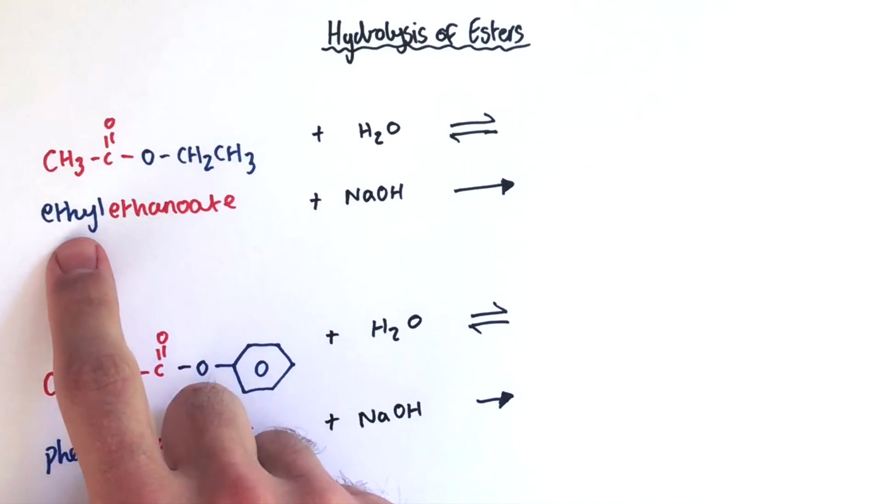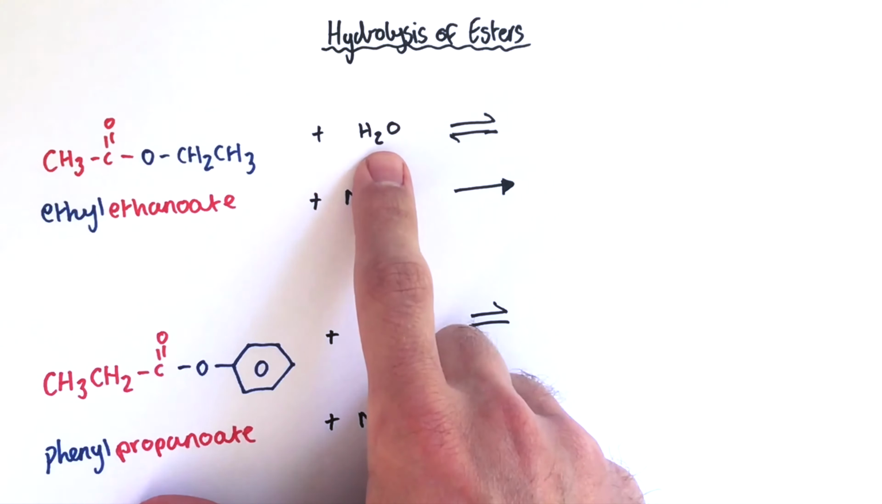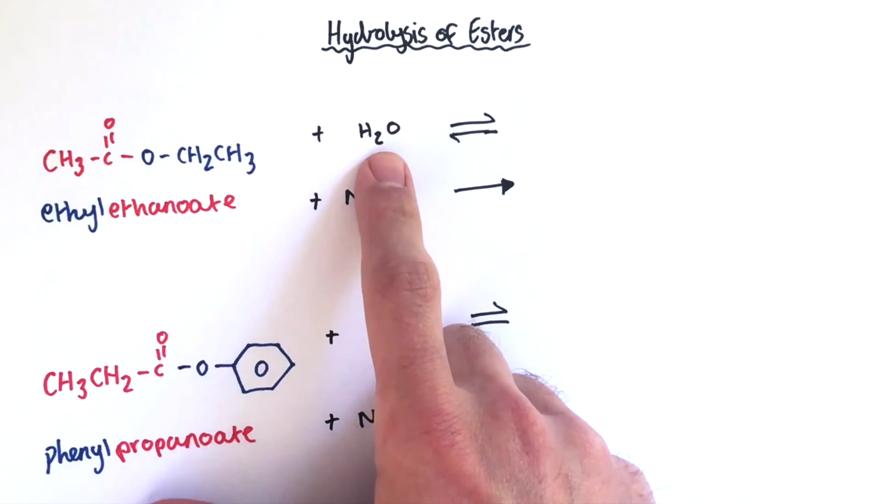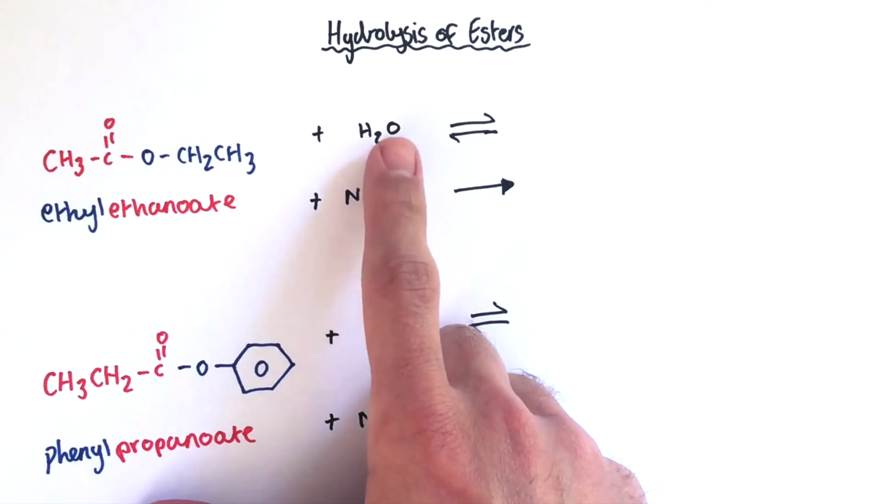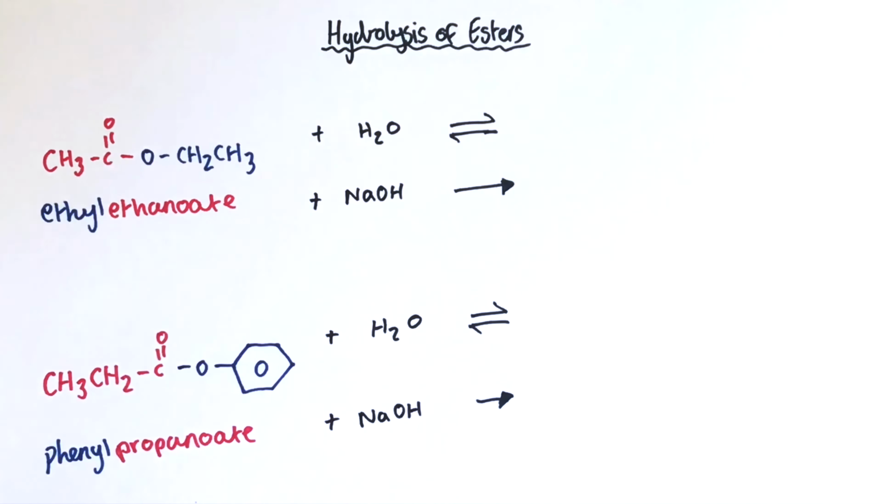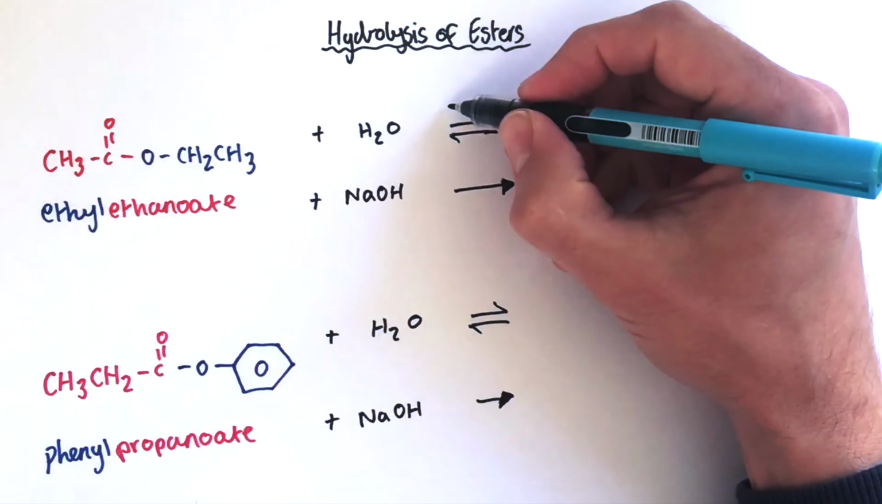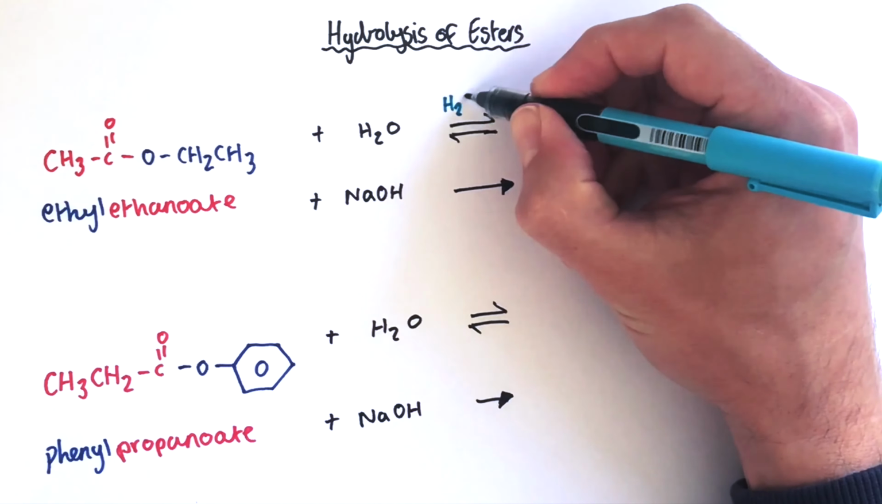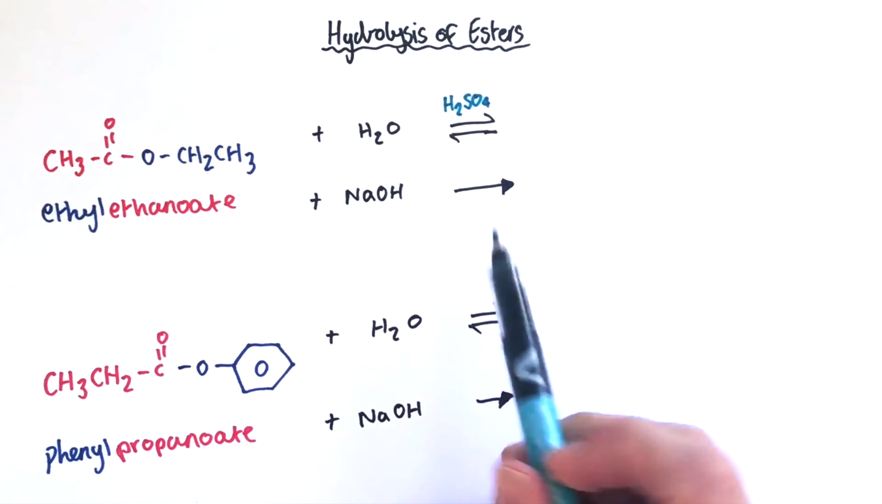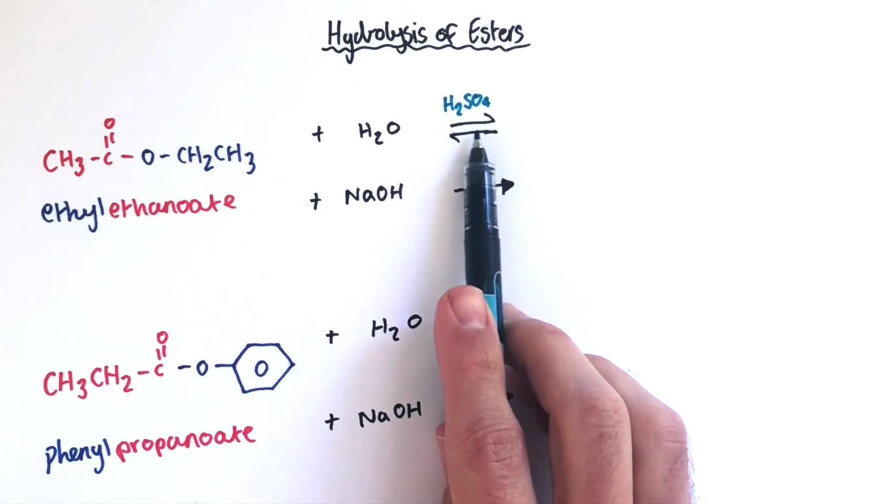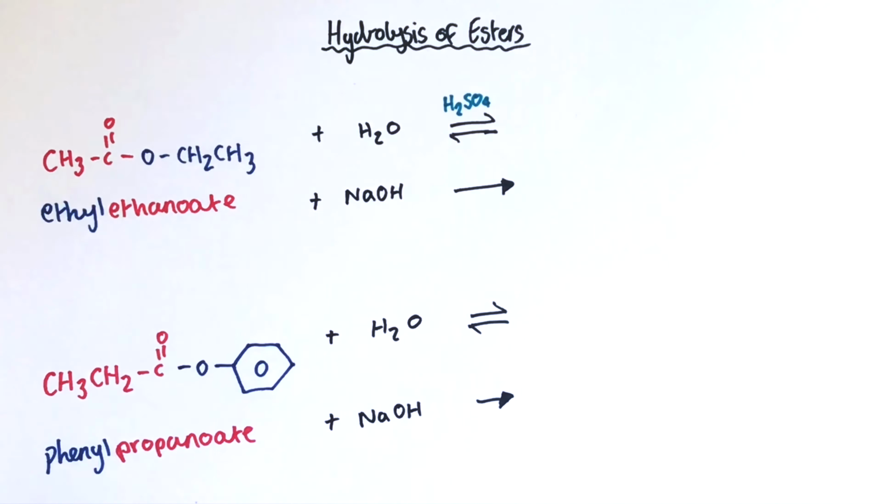So the first one here with ethyl ethanoate is our reaction with water, a pretty standard hydrolysis reaction. So water is involved in the breakdown of this molecule here. Now, what you need for this reaction is a dilute acid catalyst. So dilute sulfuric acid would do fine here. Now, notice that this reaction is reversible. This is going to be really important in a second.